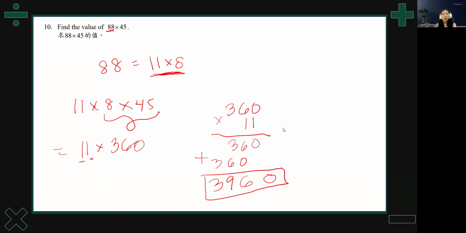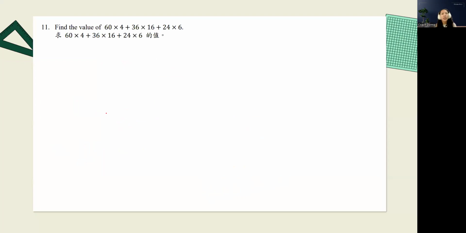Let's have number 11. So we ought to find the value of this expression right here. Hello. Yes, do you have a question? No. Okay, no questions. Let's mute our microphone, all right? Okay, so let's start with number 11.